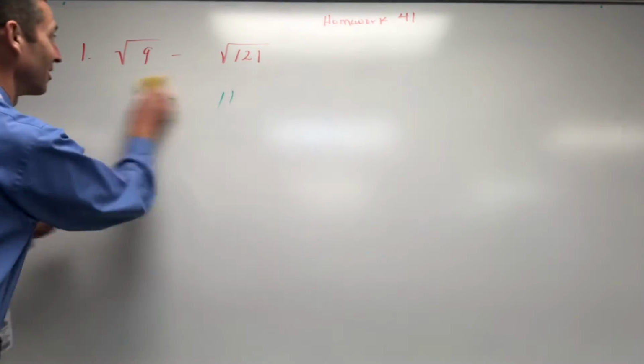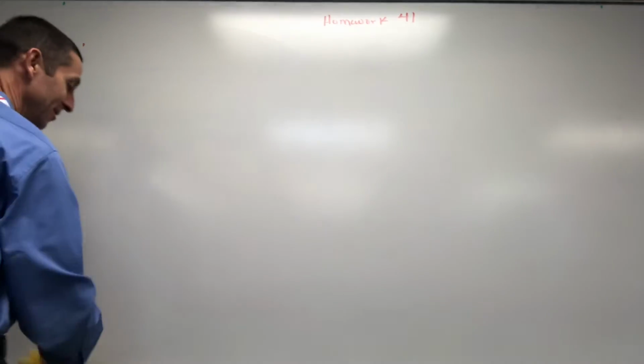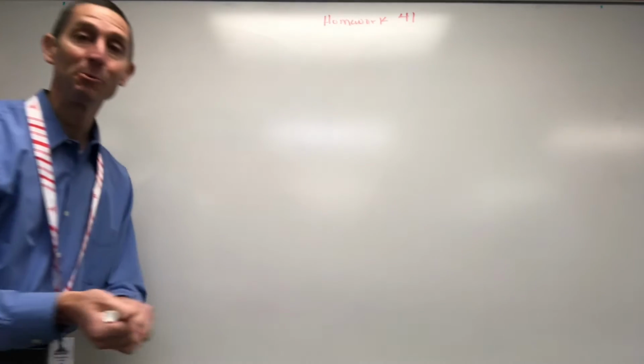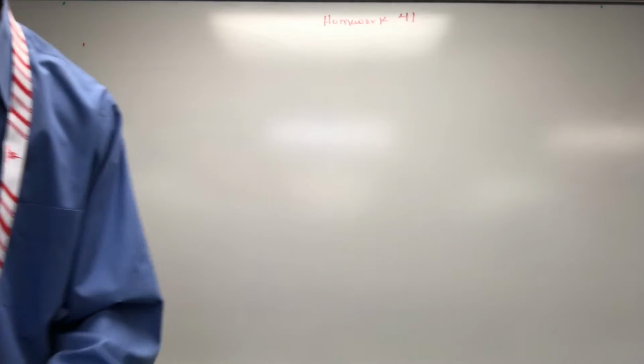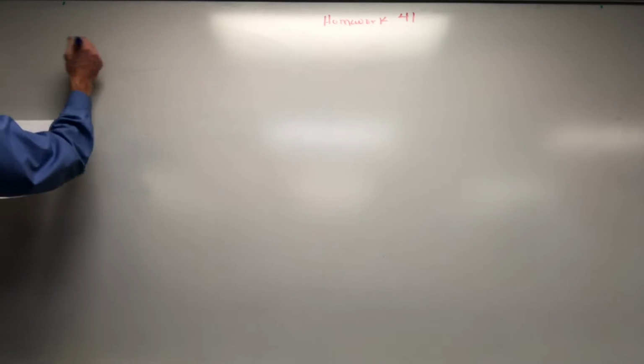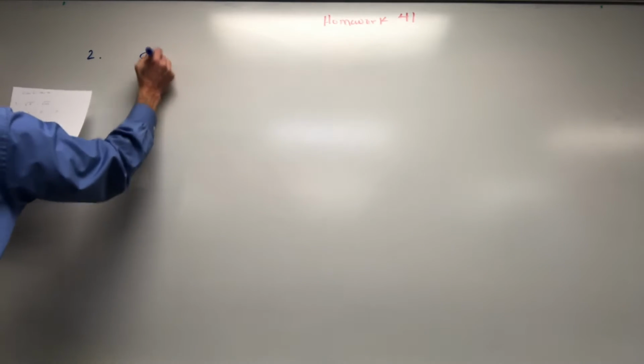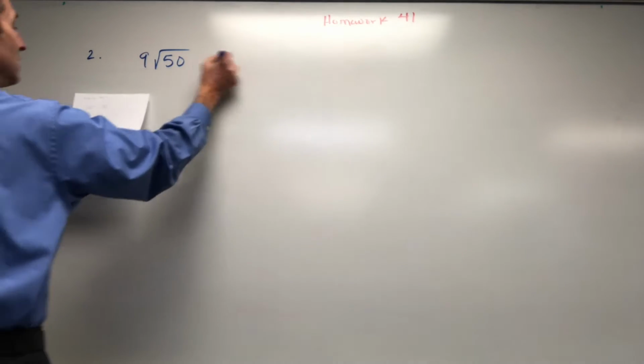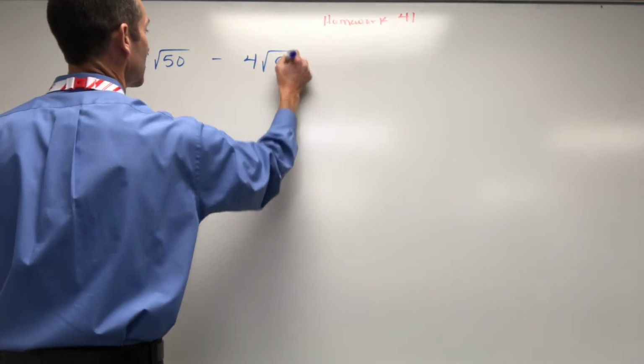Obviously, once you start, the easy ones are over with. Then we got problems where you got to do some work. Let's do some of those. Let's keep it with square roots. Let's do number 2. 9 square roots of 50 minus 4 square roots of 98.